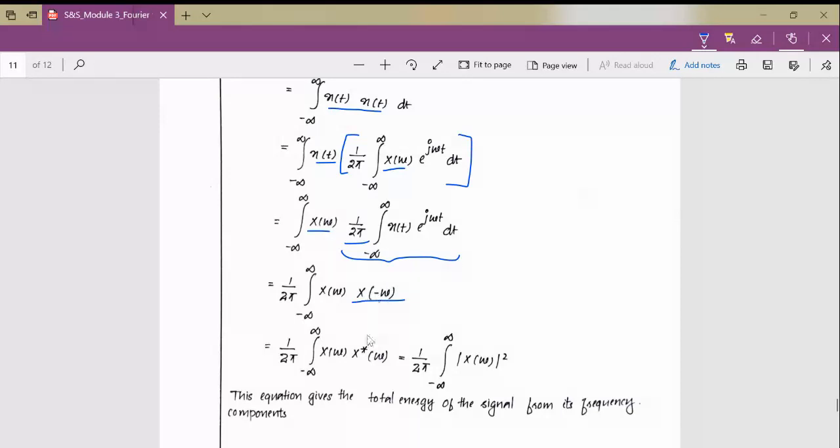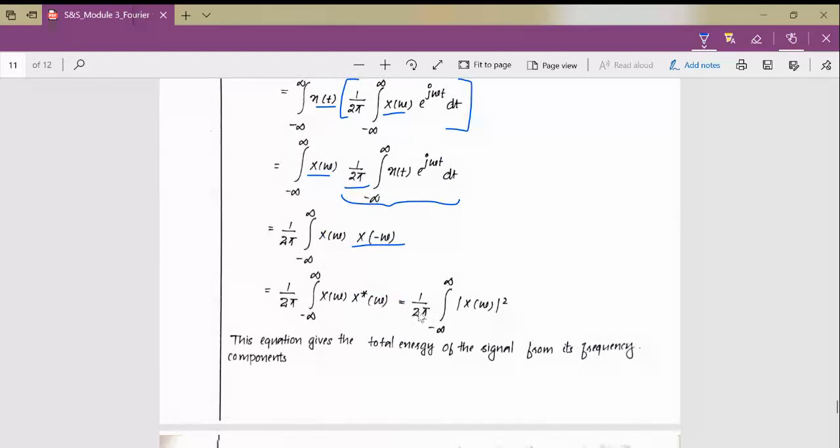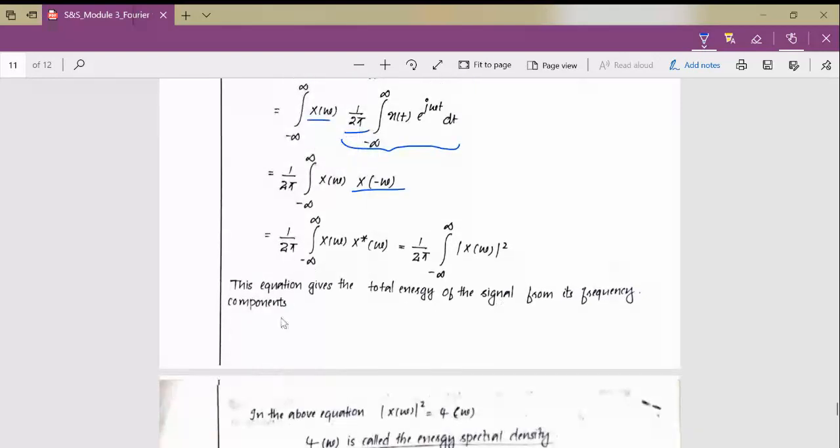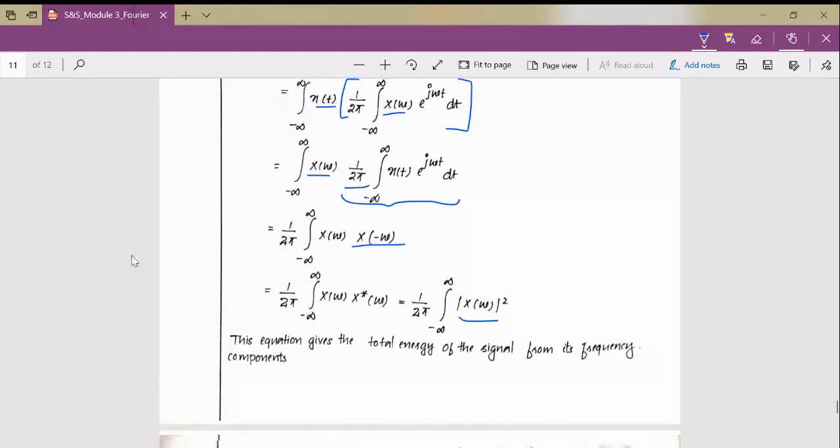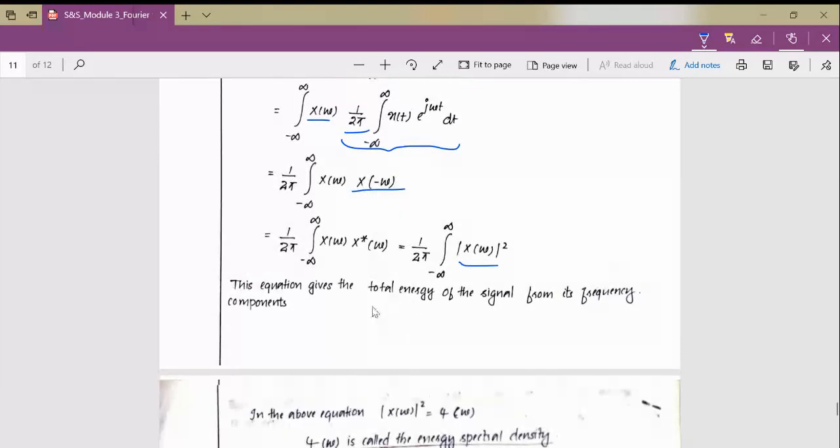And here it is x of minus omega. So x of minus omega means it is the complex conjugate of x of omega, so here I am writing star. So it will become 1 by 2 pi integral minus infinity to infinity x of omega x star of omega, equal to 1 by 2 pi integral minus infinity to infinity magnitude of x of omega the whole square, since x of omega into x star of omega is magnitude of x of omega the whole square. So this equation gives the total energy of the signal from its frequency components. We started from the time domain and ended at the frequency domain.